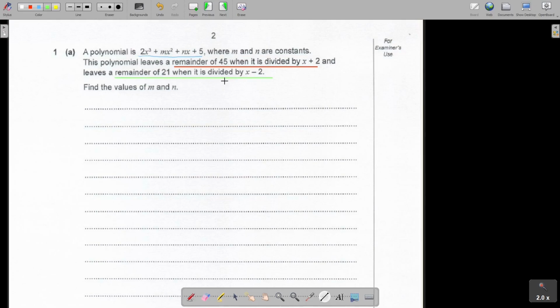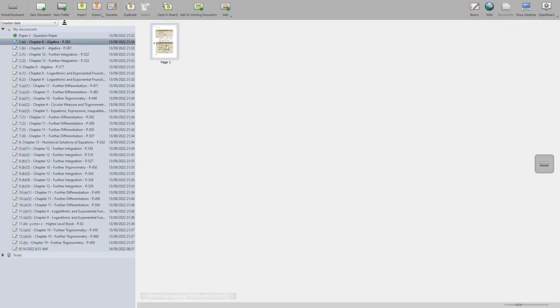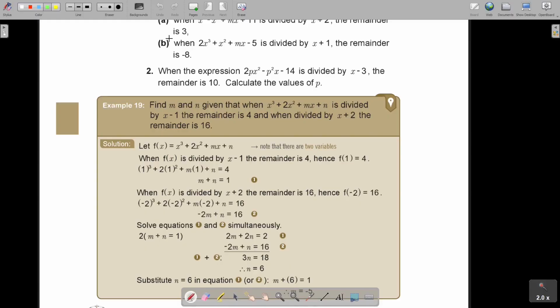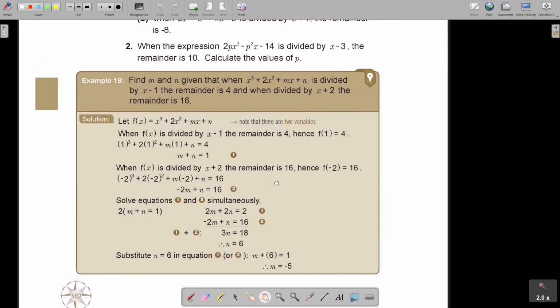This is a very, very nice first question. Very simple. But I always like to take you back to the textbook. So let's go back to the textbook. This is the AS-Level Mathematics textbook. Now on page 382, there, 382, you will find example 19, which is almost 100% the method. Okay, so let's start.